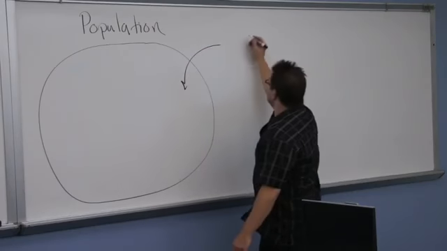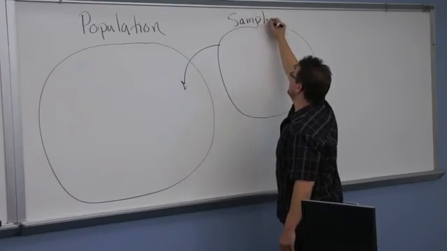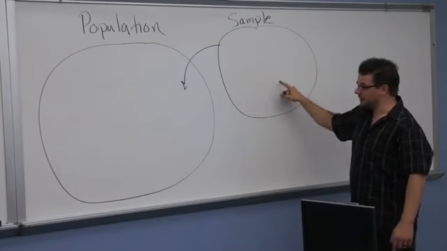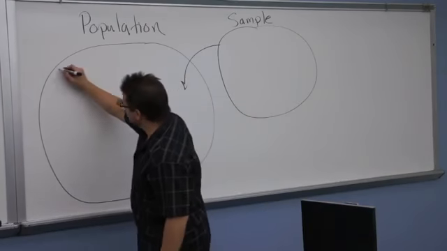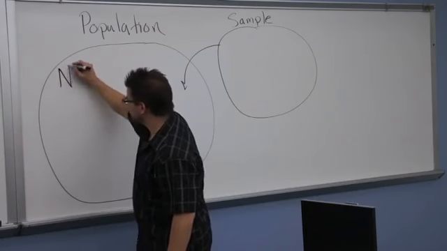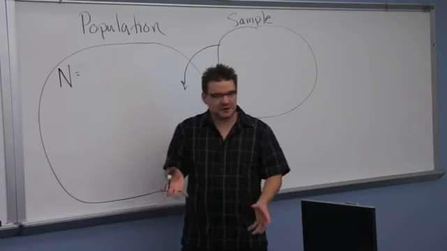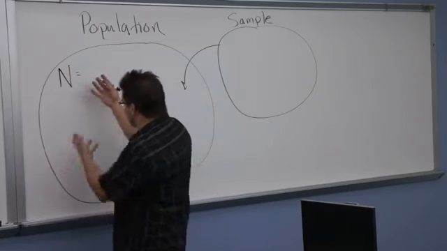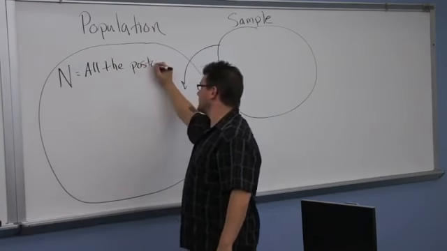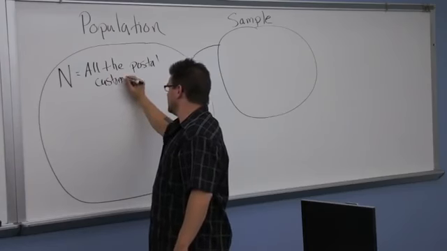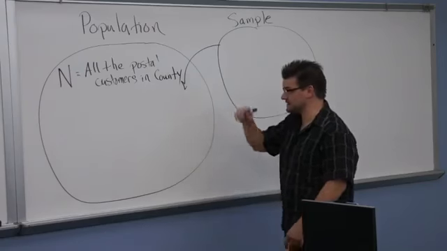So here's the smaller circle for sample. I have to make it big enough so I can write what I need to write in there. But big group, population, small group, sample. Remember the letters, we've got to get the symbols right. Capital N is population size. I don't know how many postal customers there are in Cecil County, but this would be all of them. Right? All the postal customers in the county. Thousands for sure.